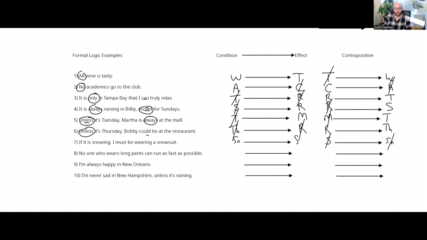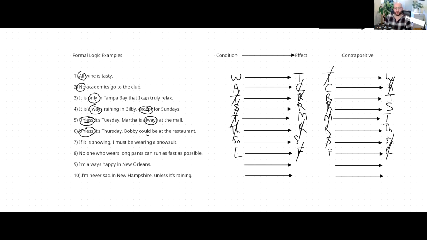No one who wears long pants can run as fast as possible. Again, we want to start at the end. What can we prove with certainty? I know when I'm not running as fast as possible. I don't know when I am, but I do know when I'm not. And when am I not running as fast as possible? If I'm wearing long pants. The contrapositive, if I am running as fast, well, I must not be wearing long pants.